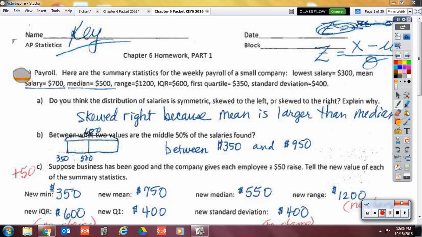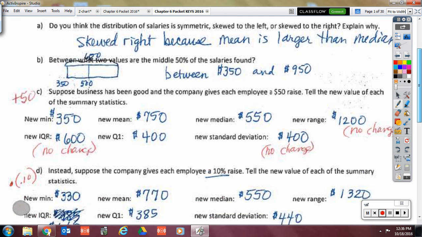Okay, so this was that first homework assignment we did after the first day. So I'm going to quickly go through those, and then you guys can just ask me questions. So this one, it was skewed right because the mean is larger than the median.